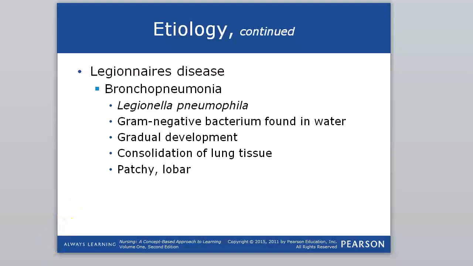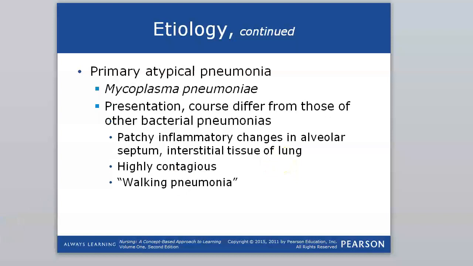These are other types of pneumonia. You may have heard of Legionnaire's disease, caused by the Legionella pneumophila. It's a gram-negative bacteria found in water, gradual development, consolidation of the lung tissue, and a patchy and lobar type of pneumonia. Another primary atypical pneumonia is mycoplasma pneumonia. Of course, differs from other bacterial pneumonias where you have patchy inflammatory changes in alveolar septum and interstitial tissue of the lungs. It's highly contagious, and this is what you might have heard as the late term of walking pneumonia. All right.